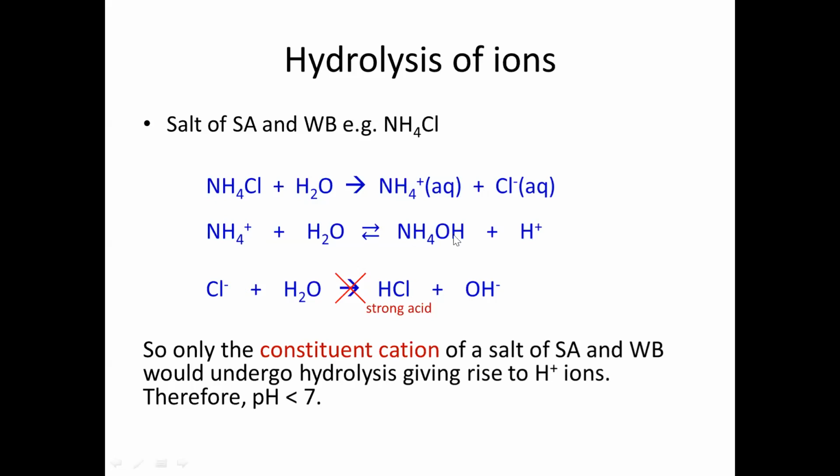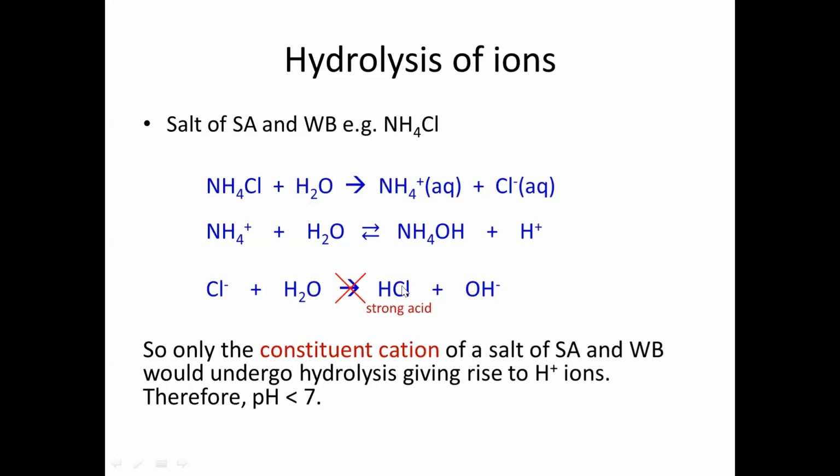Now, this being a weak base will not be 100% giving you back these ions, but there will be only a certain concentration of ammonium ions and a certain concentration of ammonium hydroxide in the solution. So there will be an equilibrium, and we will have H plus ions equal to the amount of ammonium hydroxide in undissociated form. The other ion which is produced, that is Cl minus ions, will not undergo hydrolysis as this produces a strong acid.